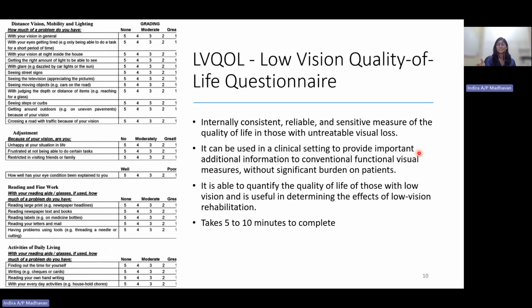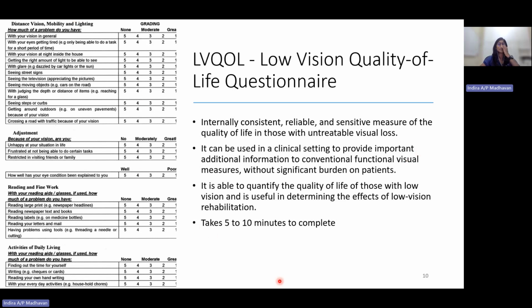If after 3 to 6 months the quality of life score is the same, it shows that with your therapy or devices, nothing is making the quality of life of that patient better. So that is the reason why we do this LVQOL questionnaire, to at least identify the quality of life that the patient is living. Okay, so this is how the questionnaire looks.